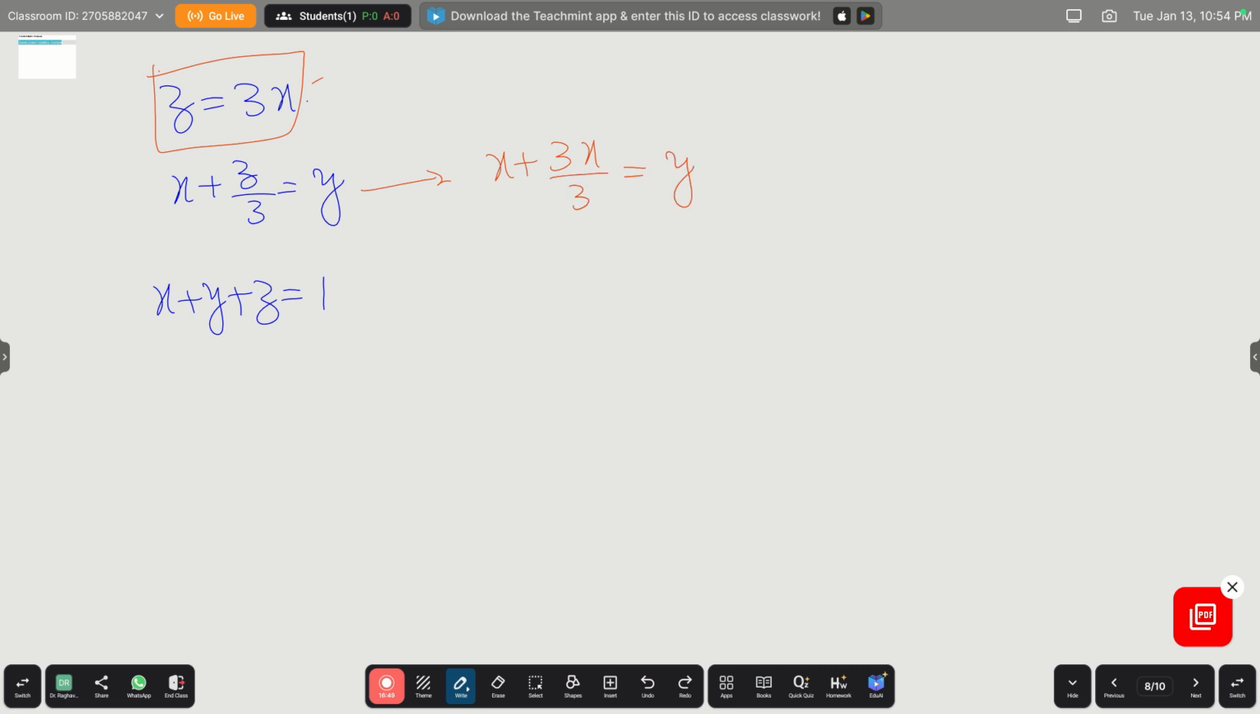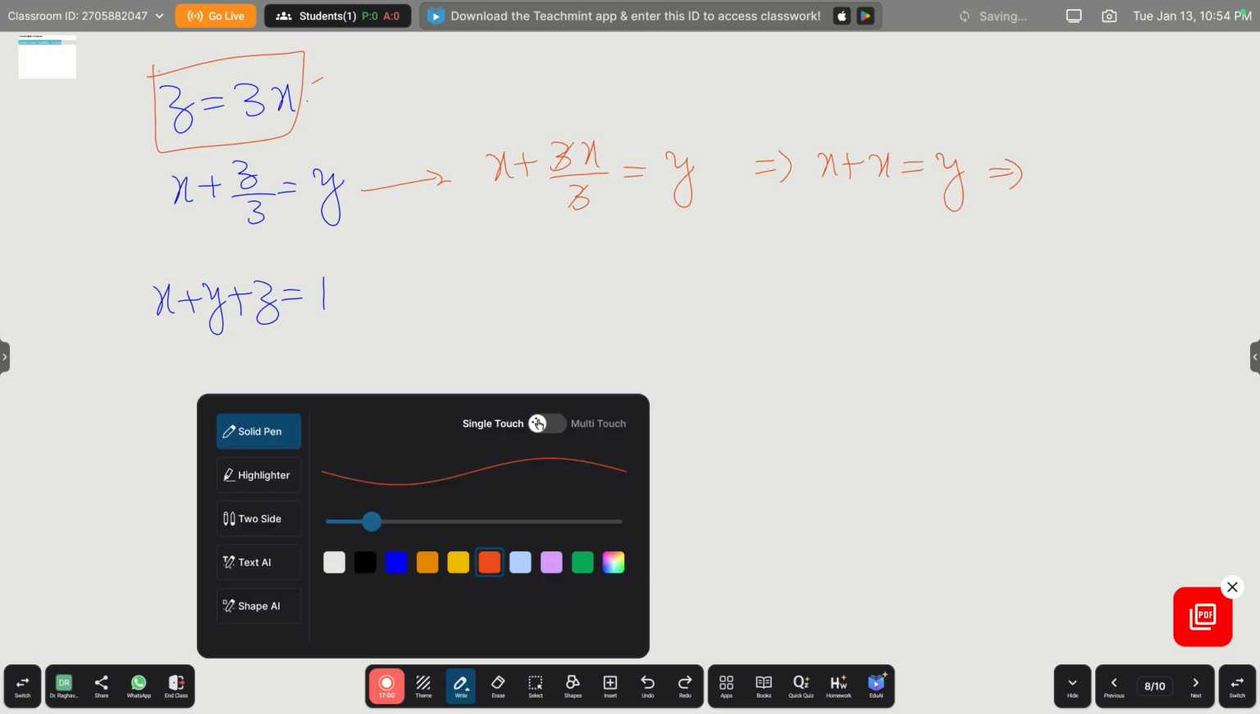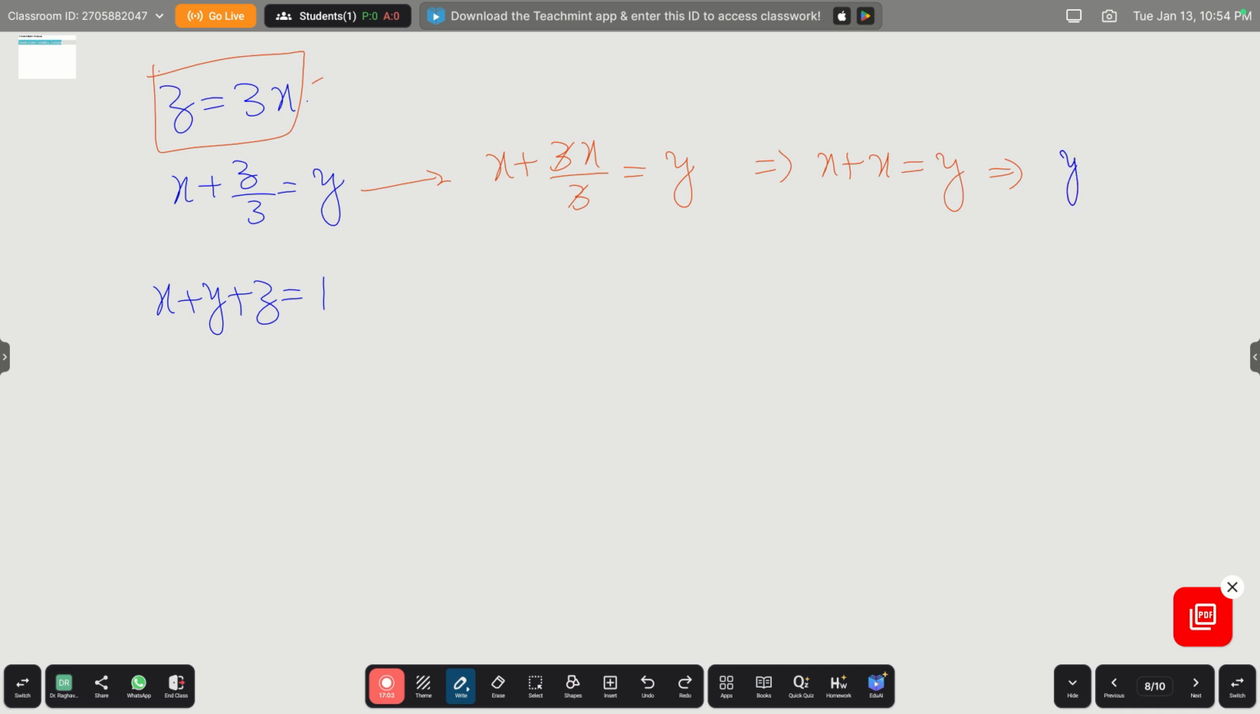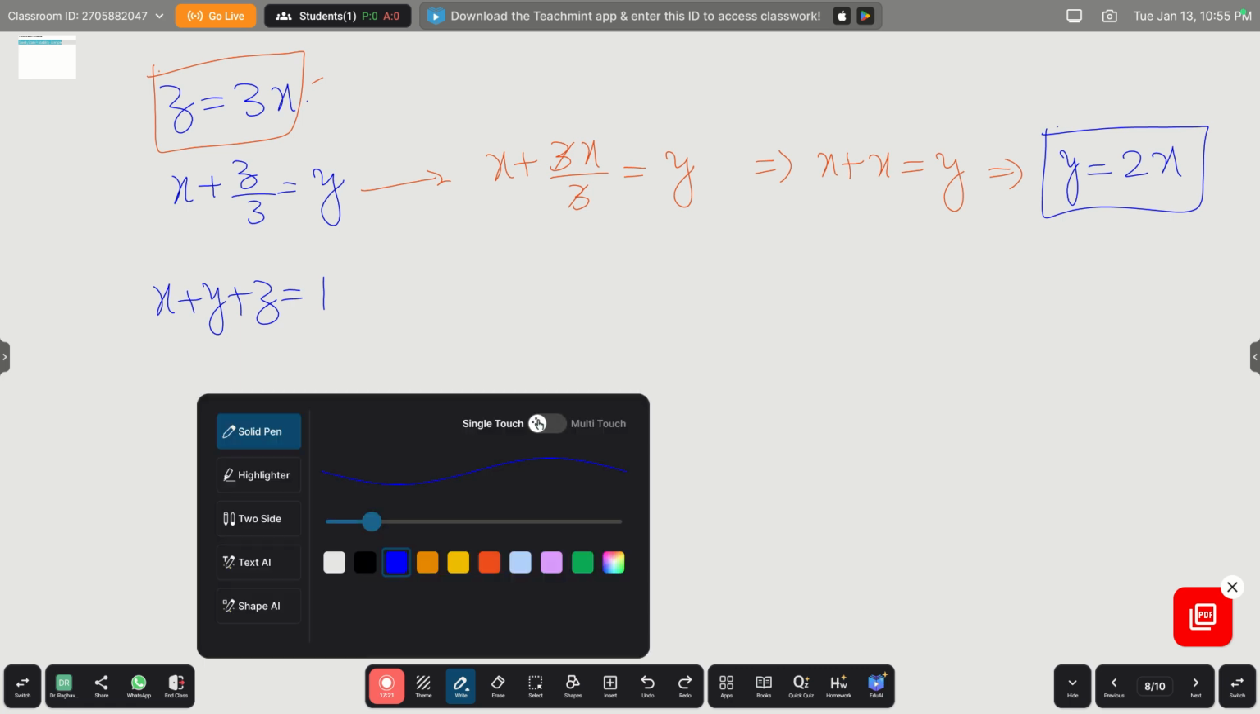So what does it imply? x plus 3x by 3, 3 by 3 is gone. x plus x is equal to y. Which means my y is equal to x plus x, which is 2x. So from these two equations I got the variables z and y in terms of x. Now it's very easy. So these two things I have to substitute in the last one.